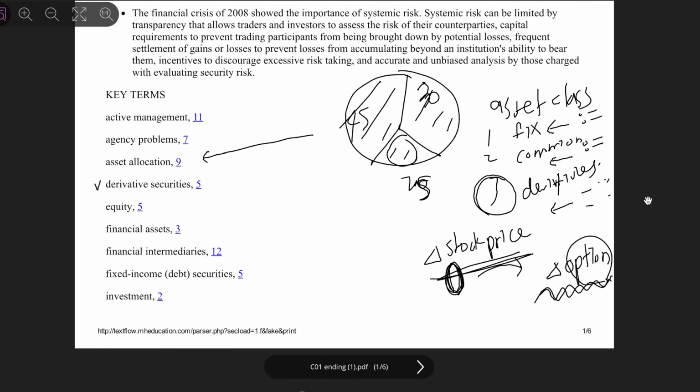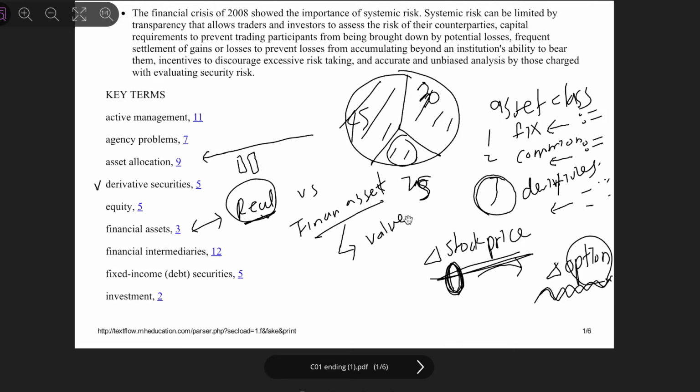And equity is equity, right? Financial assets we want to distinguish from what? Real assets and financial assets, right? So the real asset is tangible, physically exists, and for a financial asset we only claim the value, right? And we have financial intermediaries that connect the investors and companies, right? And fixed income securities is the first class of asset that we learned, right?